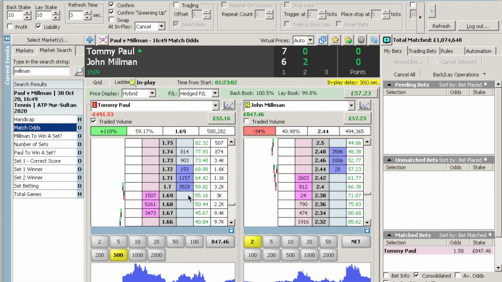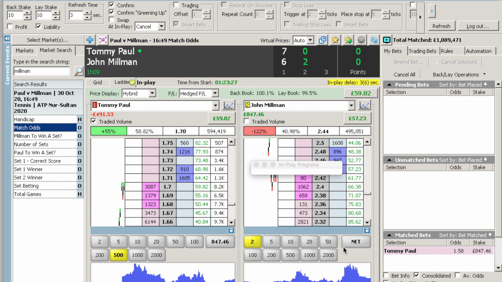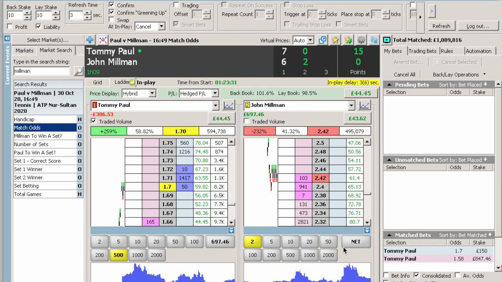Millman held quite comfortably there and confirmed the break, so what I want to do now is lock in some profit and reduce my liability. We're backing at 1.69, so if I back a £200 stake, that would reduce my liability to 353. I want to do a bit different to that. I want to go a bit less, so 150. I want to keep more money in the market for the bigger swing, so I'm going to go for 150. So that's a back stake at 1.69.